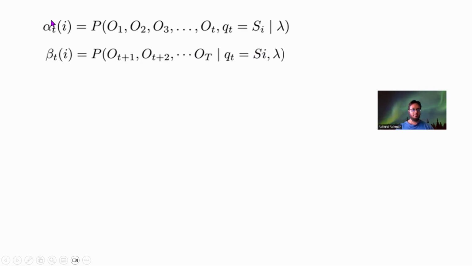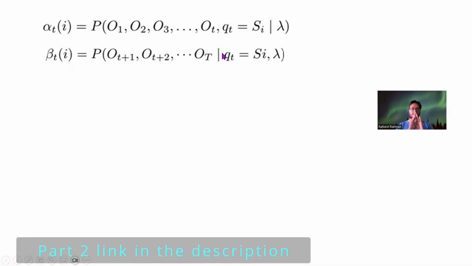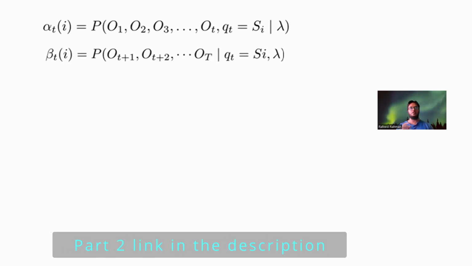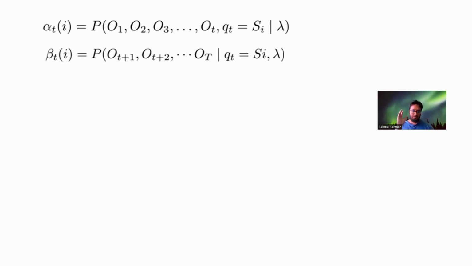Now, how exactly are we going to calculate alpha t(i) and beta t(i) for all the time steps and for all the states? That is described in detail in part 2 of the video series, where we describe the forward-backward algorithm. So most definitely go through it first if you have directly jumped here and don't know about the algorithm.